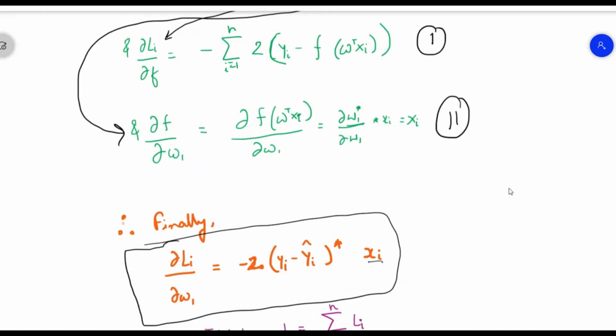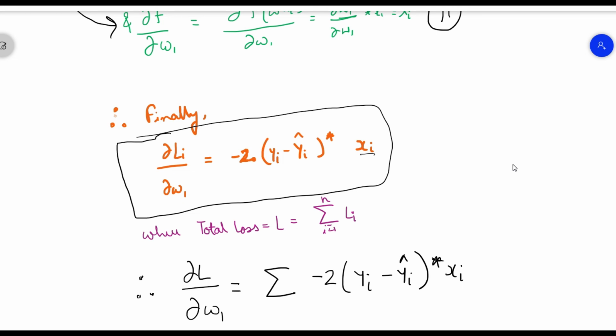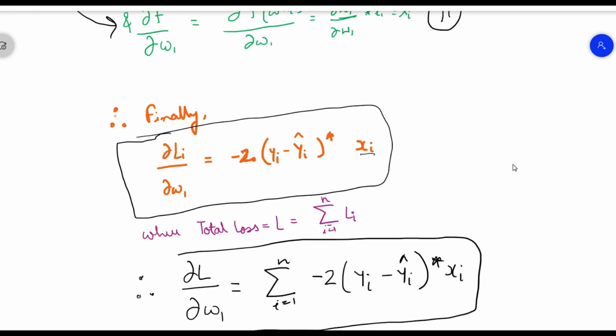Using these equations 1 and 2, our rate of change of L with respect to the rate of change of w1 will be equal to minus 2 times (yi minus yi cap), same thing, multiplied by xi, but here we will be summing up the loss happening at each of the points. So this is dou L by dou w1. This is how the loss is impacted with the change in our weight vector.